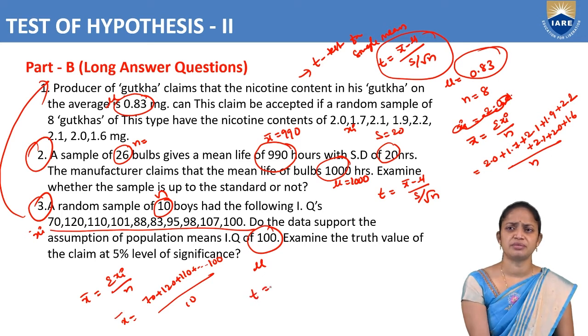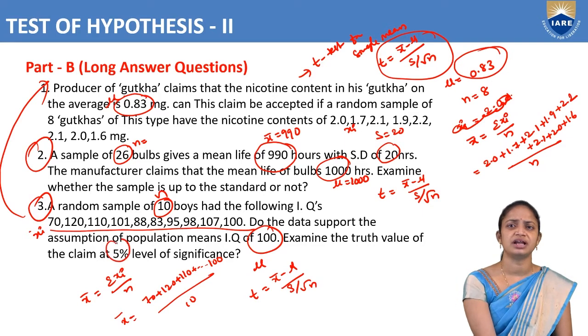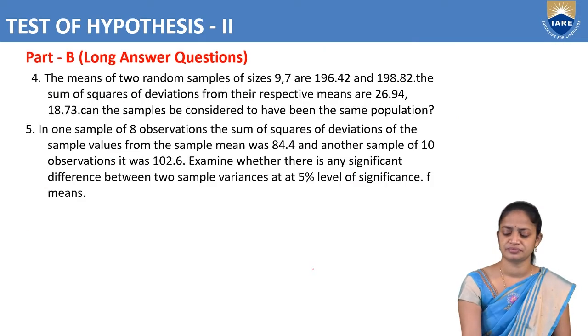So what is the formula? The same formula, x bar minus mu by s by root n. Here also we have to use the same formula. Here they have mentioned the alpha value. What is the alpha value here? Alpha is 5%, that is 0.05 level of significance. So these three problems use the same formula and the same procedure.